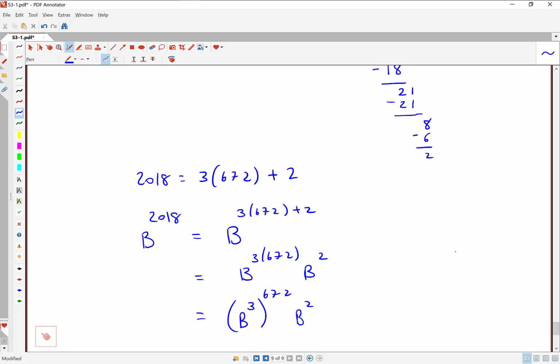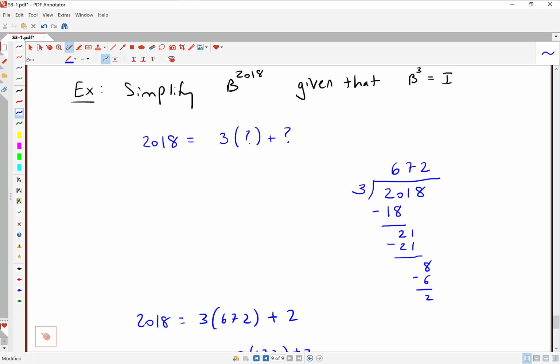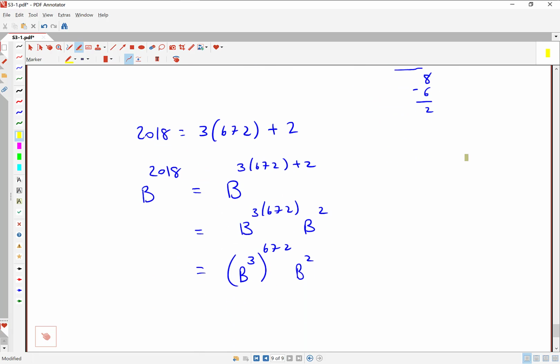Now remember what we were told in the question. We were told that b cubed is equal to the identity matrix. So what we've actually got here is the identity matrix raised to the power of 672 times b squared.